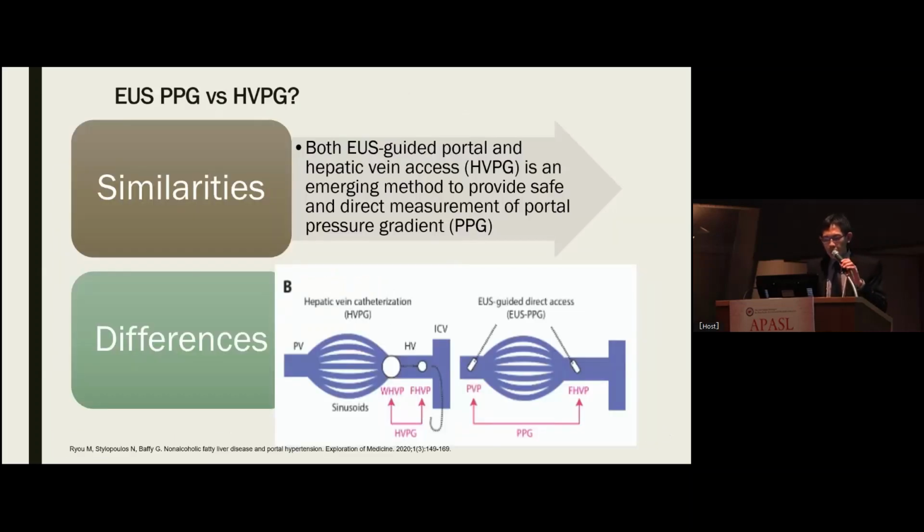So how do we compare the EUS PPG and the HVPG? Of course, the similarity is that both EUS-guided portal pressure measurement and HVPG are emerging methods to provide safe and direct measurement of the portal pressure gradient. However, the difference is that when we do the EUS-guided PPG, we puncture the portal vein, so it can be considered a more accurate technique to evaluate the portal pressure itself.